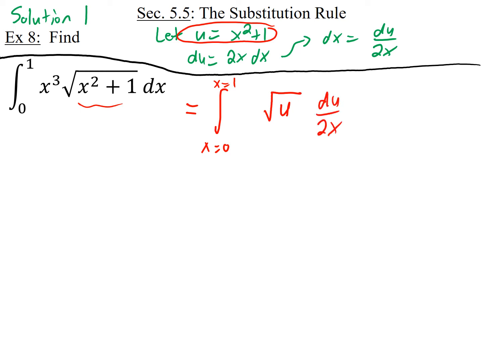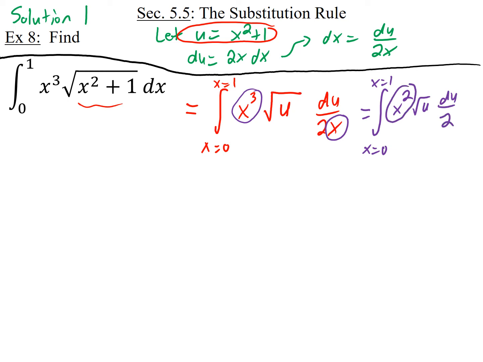So what I'm going to do is I'm going to leave the x cubed in here for a moment. Remember, I don't want x's and u's in there, but let's leave it for a moment. And then you see what happens. This x down here cancels one of these x's, but there's still going to be 2 x's left. So in my next integral, we're going to have integral from 0 to 1. Again, x equals 0 to x equal 1. This is going to be x squared, then square root of u, and du over 2. So now everything's great except I don't want this x squared there. So we have to get rid of the x squared.